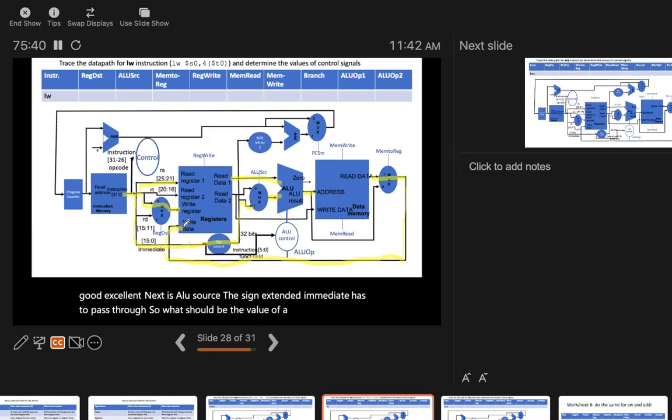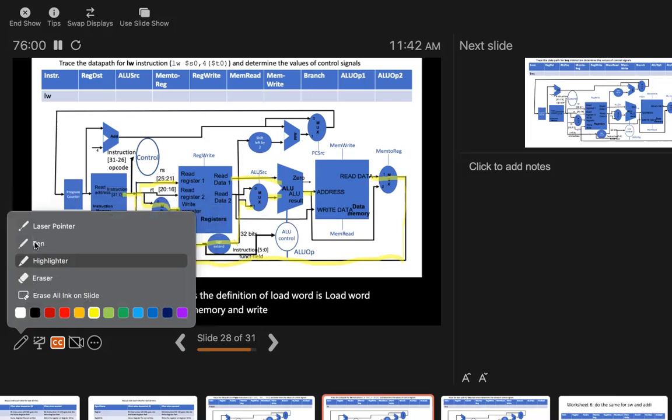What about memory? Are we reading the memory? Yes, we are reading from the memory right there. Reg RT is data memory mem address. So mem write is again 1. Is it a branching instruction? Is load word a branching instruction? No, so that is set to 0.